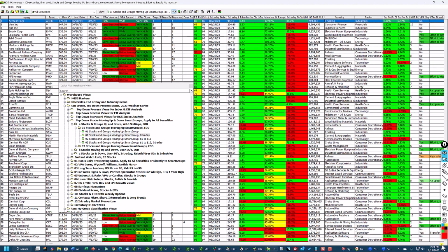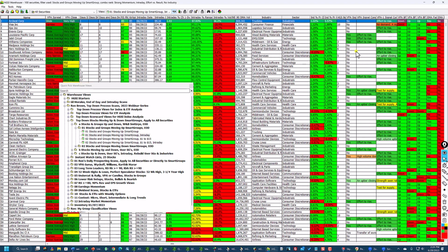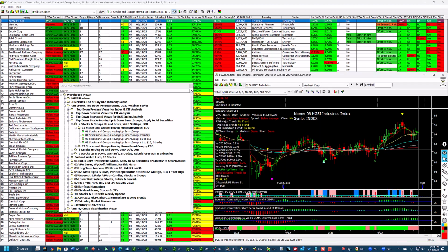And normally, when I have the resolution the way I usually use it, I can see all this information at once. But ARC Best did not have a VPA signal last night. But the day before, it had an effort to rise. And I know it crossed over. So let's just look at that chart.